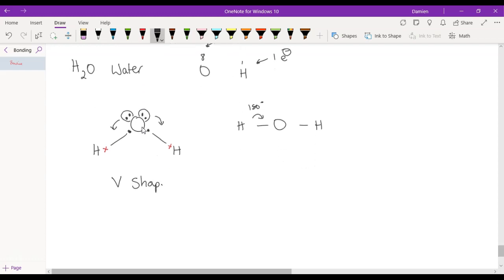And I've drawn it upside down. But drawing water like this as well is perfectly acceptable. So that gives you your V-shape. These particular angles here are at 104.5 degrees. It's V-shaped. It's got 2 bond pairs. The 2 bond pairs are here and here. And then you also have 2 lone pairs. And anything that obeys that rule, 2 bond pairs, 2 lone pairs, is going to be V-shaped.